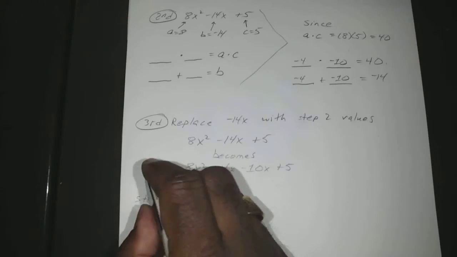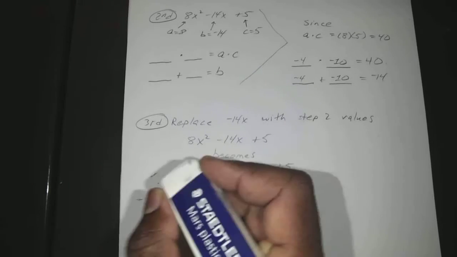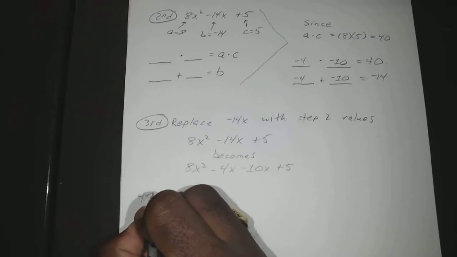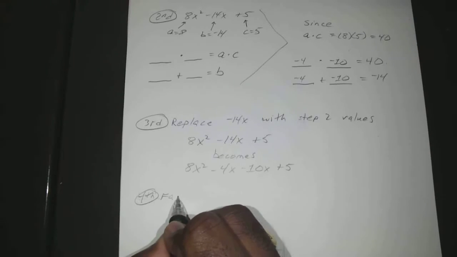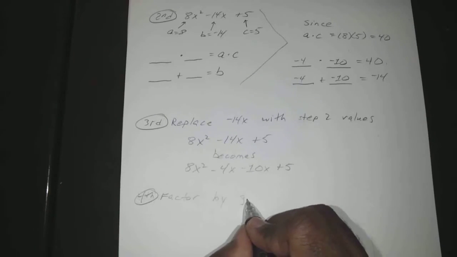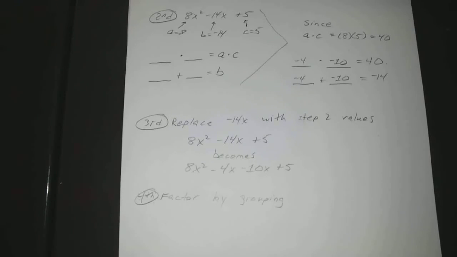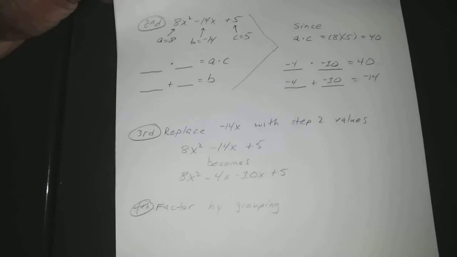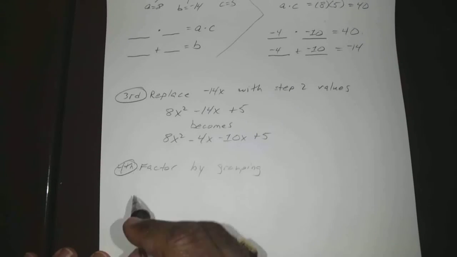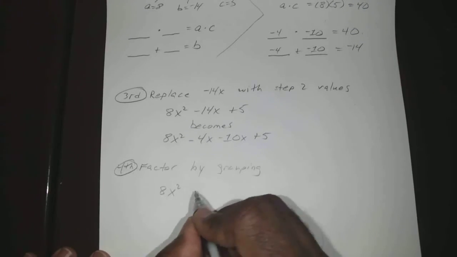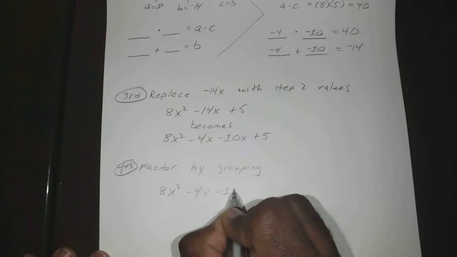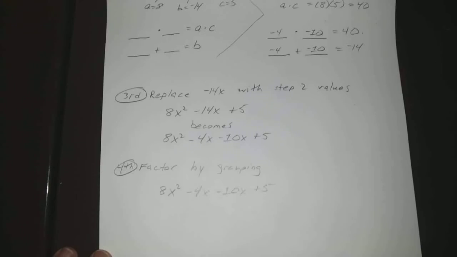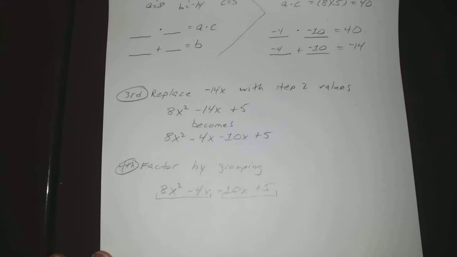Oh, don't even have to put steps. I already have just the other ones written out differently. So the fourth step: factor by grouping. Move that up just a little. So remember, factor by grouping, 8x squared minus 4x minus 10x plus 5. The first step for factoring by grouping is you want to make your subgroups. And then you factor both of those subgroups.